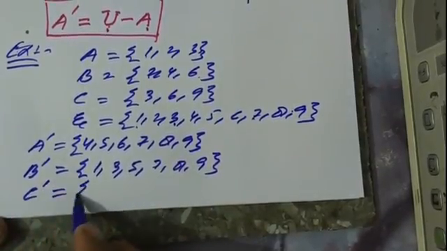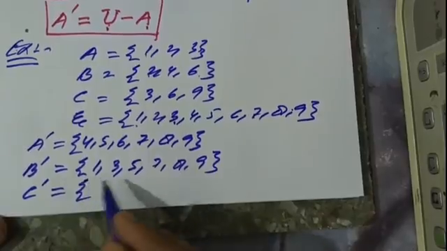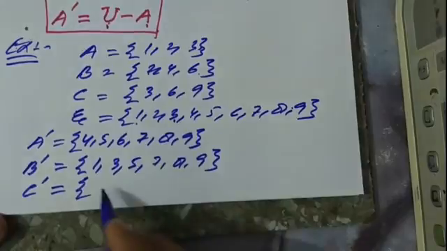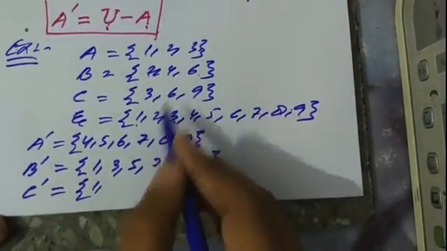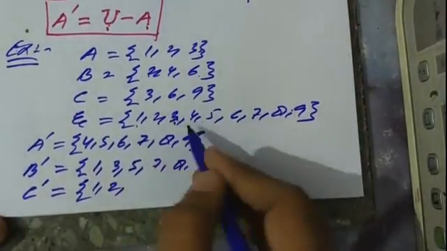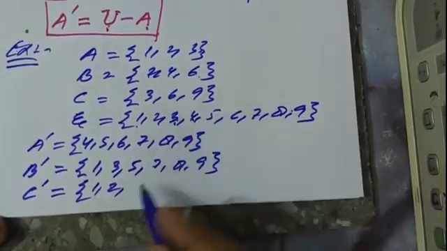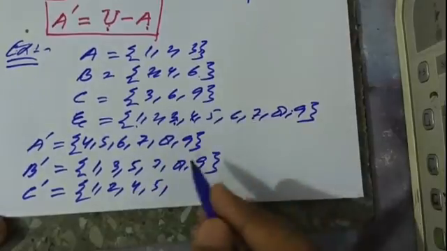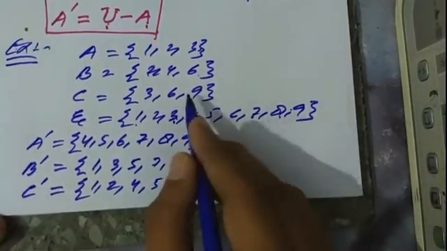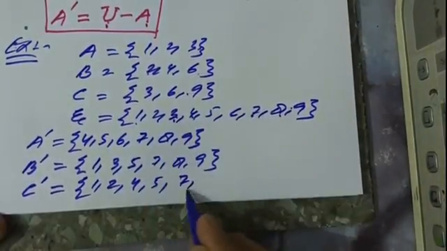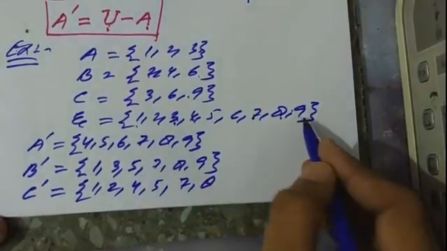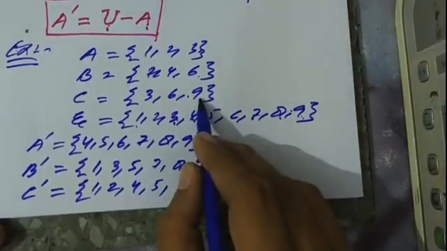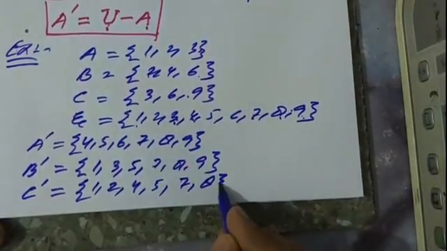Similarly, C dash is the set which contains all the elements of universal set which are not contained by C. So there are 3 elements, 3, 6, 9. So we have to exclude these 3 elements from universal set and rest of the elements are included in C dash. So 1, 2, 4, 5, 7, 8 and 9 should be excluded because this is contained by C. So this is complement of C.